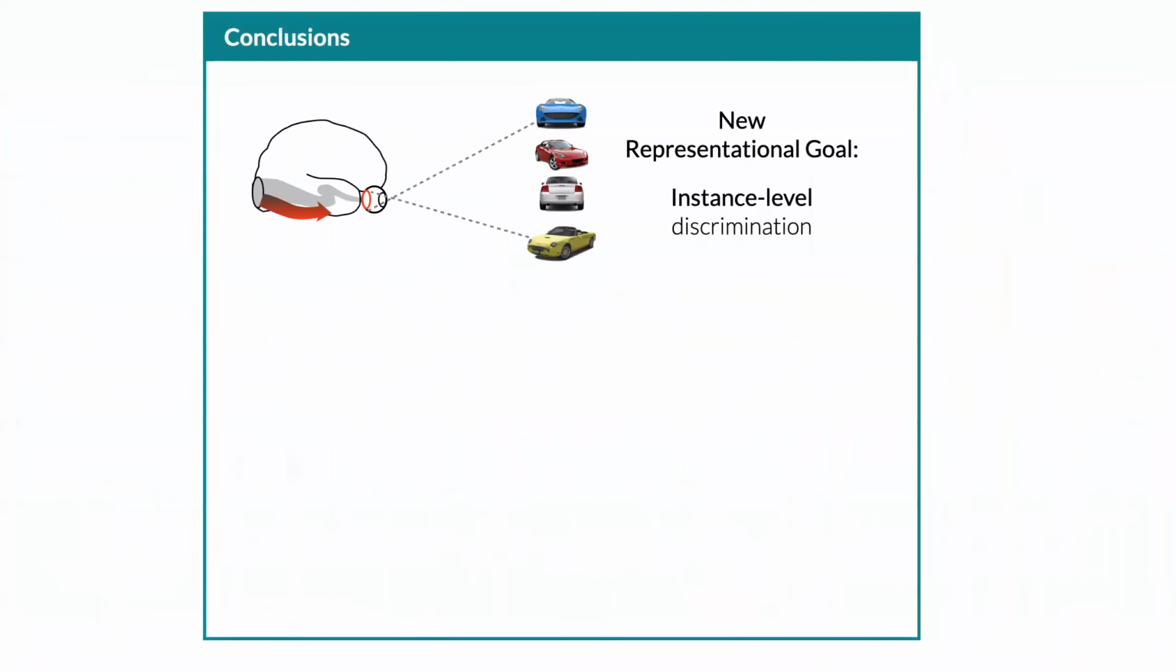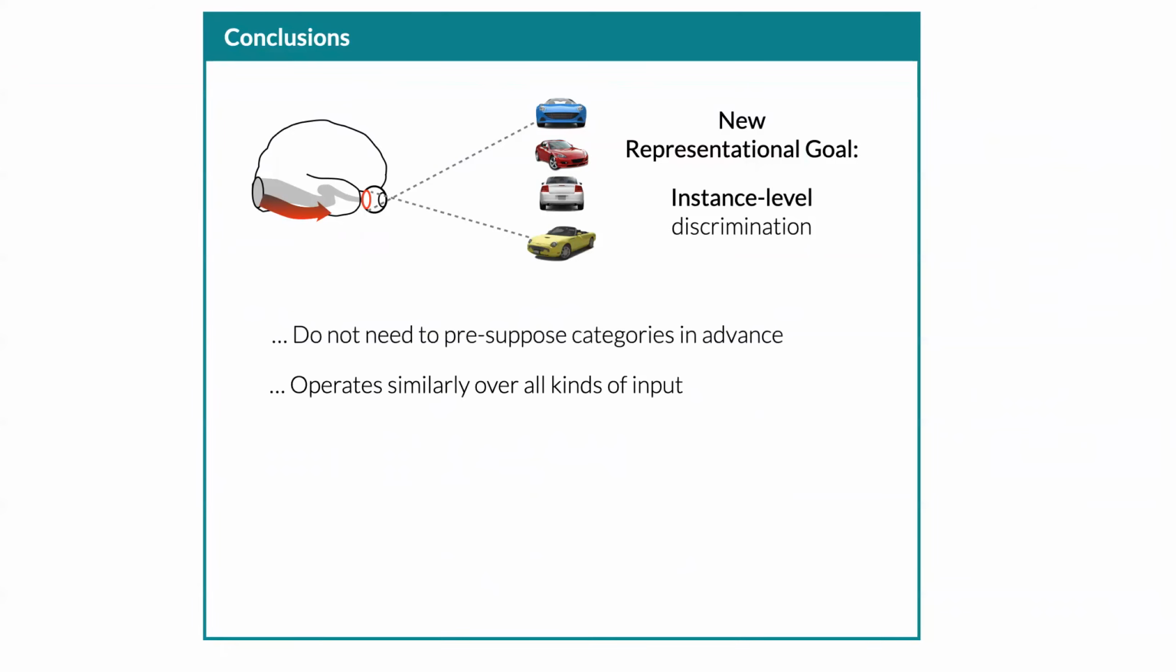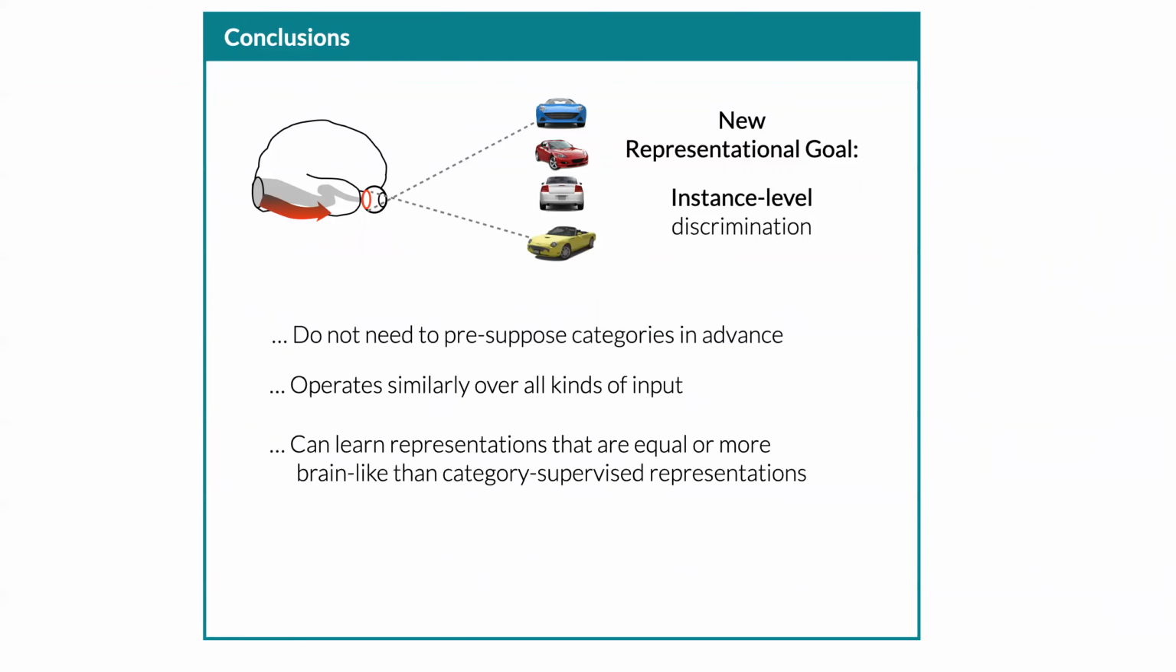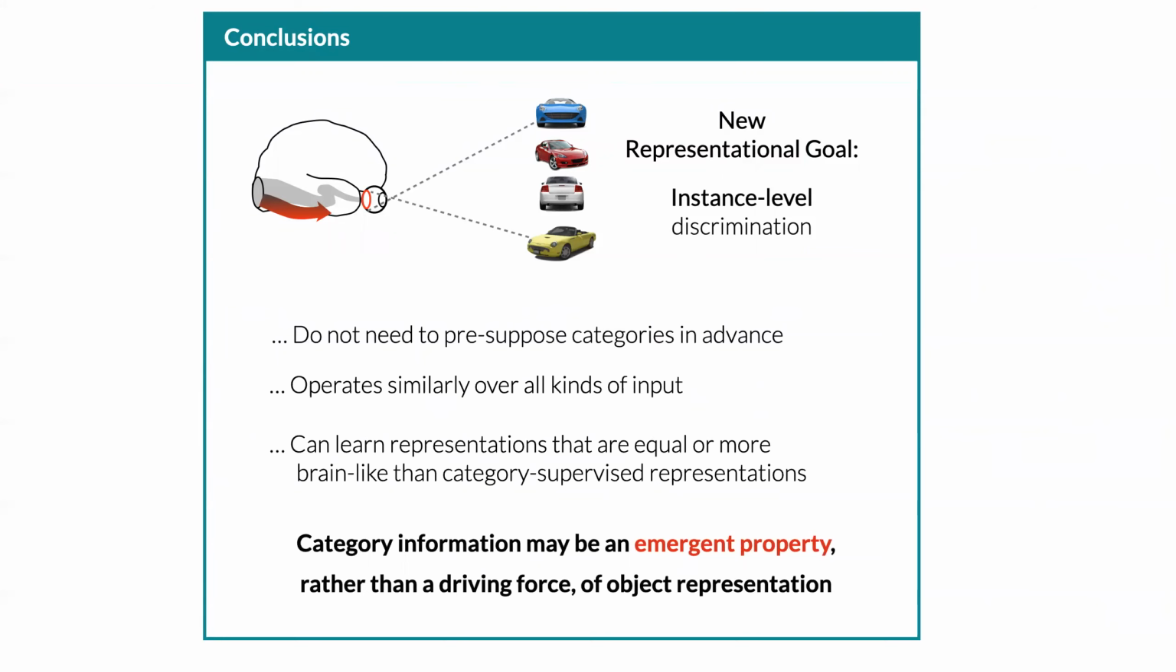But taken together, what we've shown is that there's evidence or support for a new representational goal that is instance level discrimination, where the benefit of this is you don't need to presuppose categories in advance. It operates similarly over all kinds of inputs. And here we've shown that this kind of representational goal can learn features that are equal or more brain-like than category supervised representations given the right architecture. And what this suggests broadly is that category information may be an emergent property rather than a driving force of object representation in the ventral visual stream.